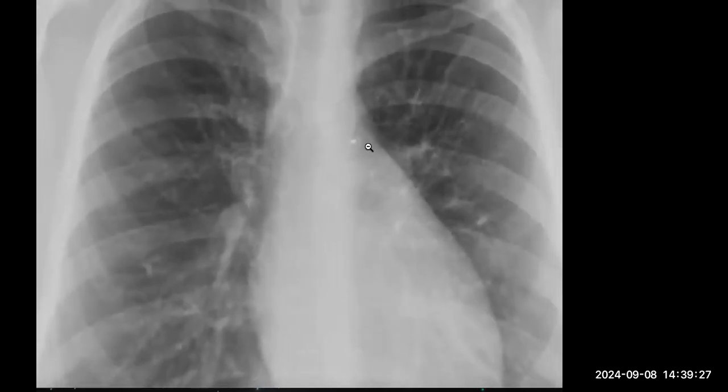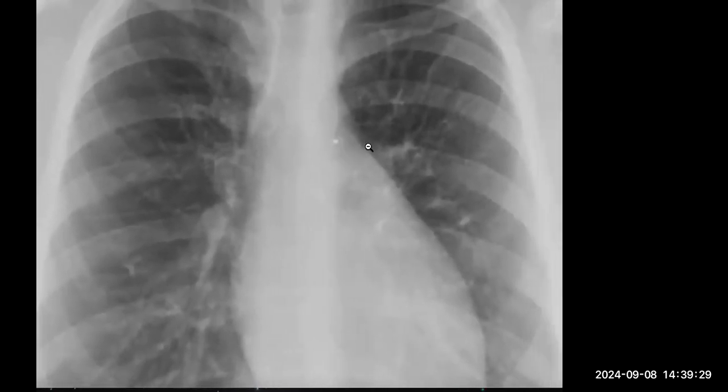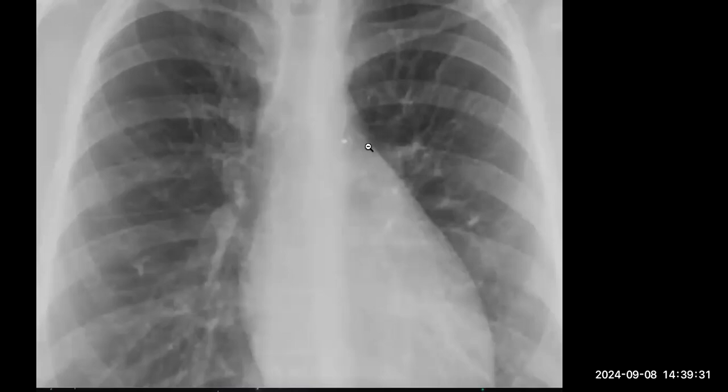Do you want me to zoom in? I've zoomed it up a little bit more. Can you describe it for me? It is a well-defined radiopacity with surrounding radiolucency. Correct. Apart from that, are you aware what it could be? Have you seen something like this before?